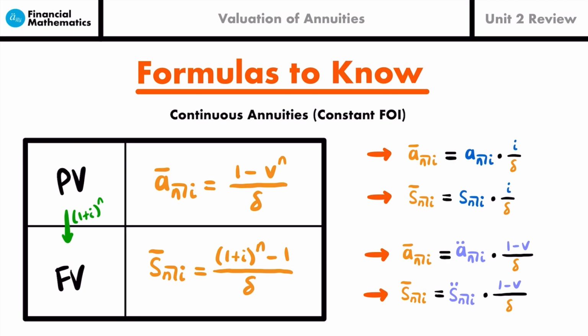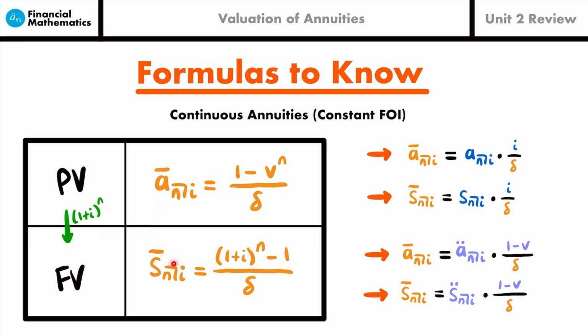If the force of interest is just 5%, or 0.05, if it is a constant value, then these are the formulas that you want to work with. Now for the future value case, the notation is S bar n bracket i, and it's equal to (1 plus i) to the power of n minus 1, divided by that constant force of interest. Of course, you can go from the present value formula to the future value formula by multiplying by (1 plus i) to the power of n.